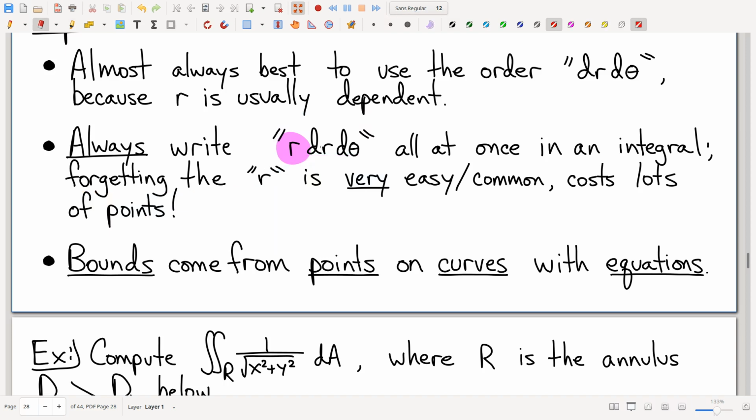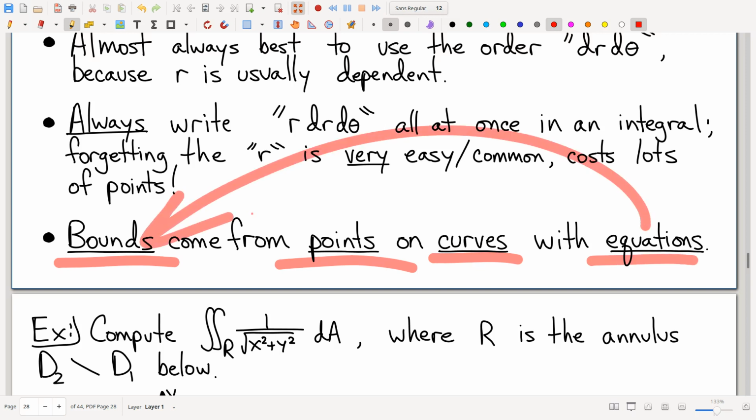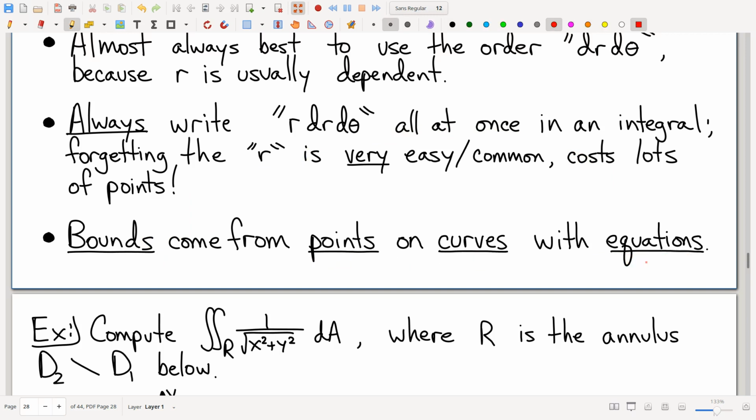So let's see here then. Last little trick is really just a repeat. We already know this process when you're trying to find your bounds. We know they come from understanding where the endpoints are. The endpoints are on certain curves that have certain equations that you can solve to find your bounds. So let's do some more examples.